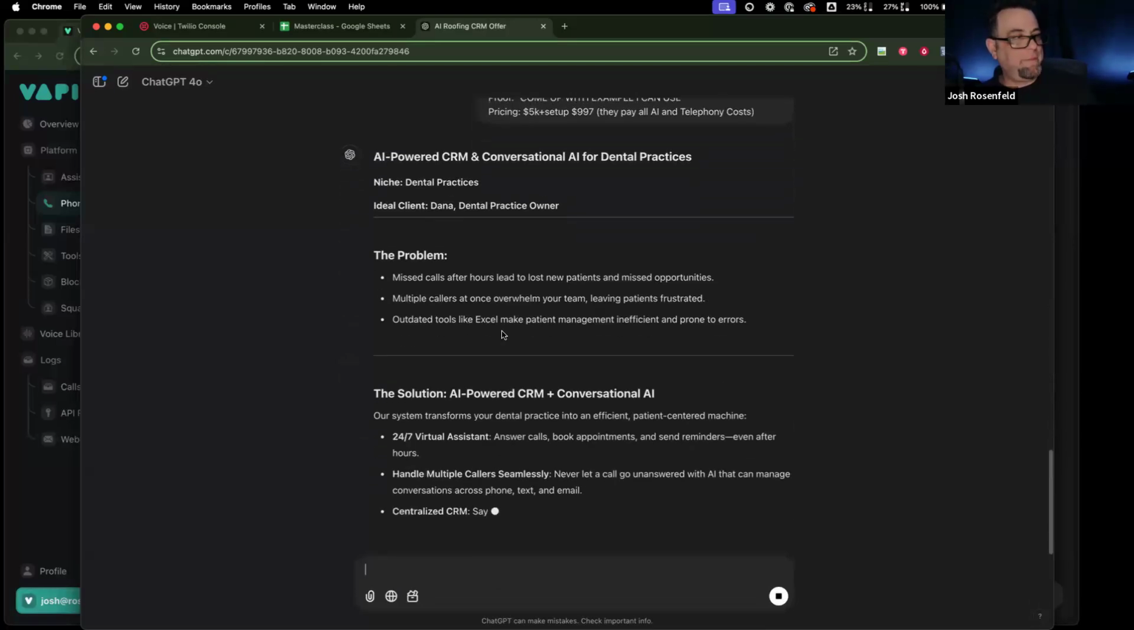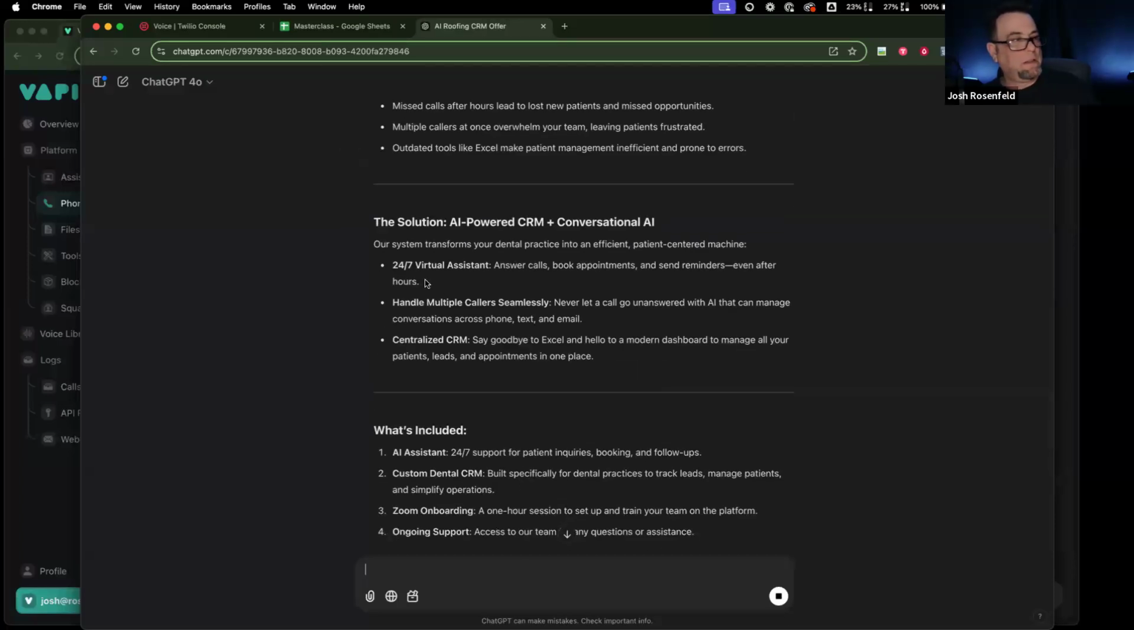So they're going to save time, which makes for a happier life. Multiple callers at once overwhelms the team. That's emotional right there, and financial. This is all financial and emotional, and even relationships with their team. The solution is our virtual assistant. You can see a pattern.